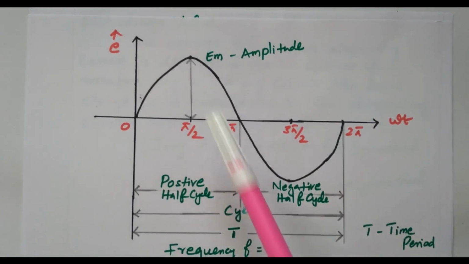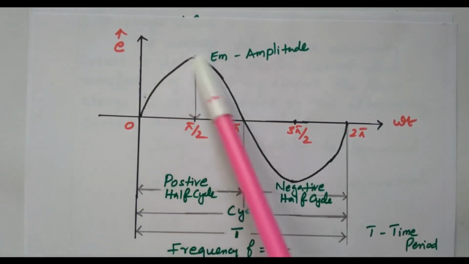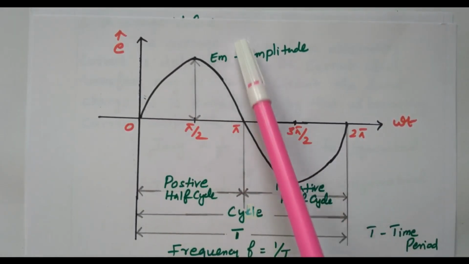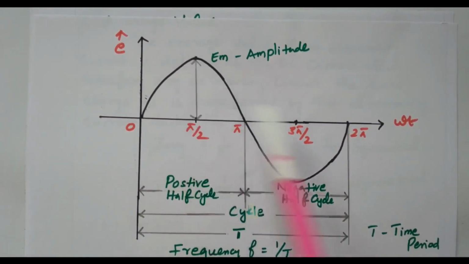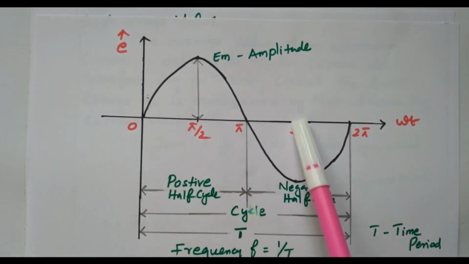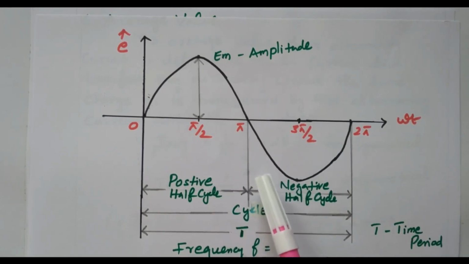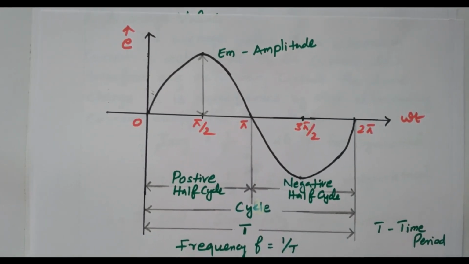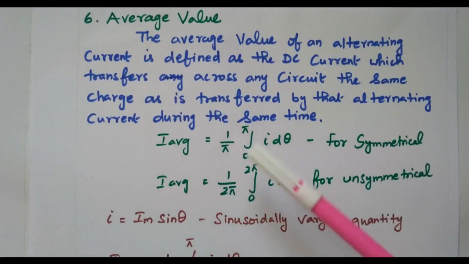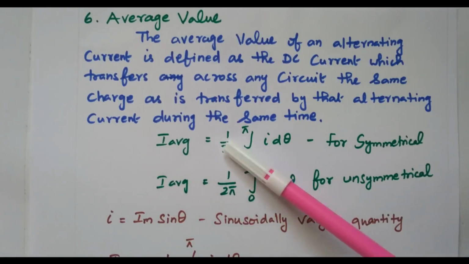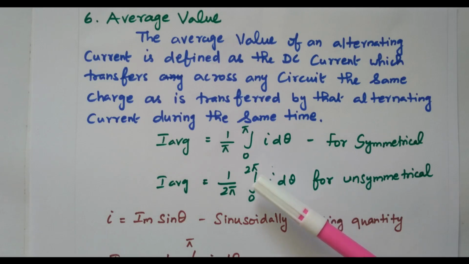So this is the symmetrical waveform. Here we have positive and negative. If you put one line here, both the sides are equal. This is positive, this is negative. So that is called a symmetrical waveform. In that case we can take only one half cycle, because the next cycle is also the same. The positive cycle is very similar to the negative cycle. Only the polarity will change.